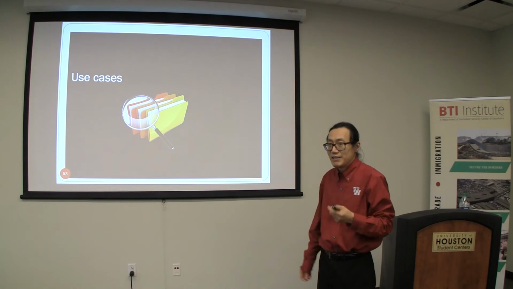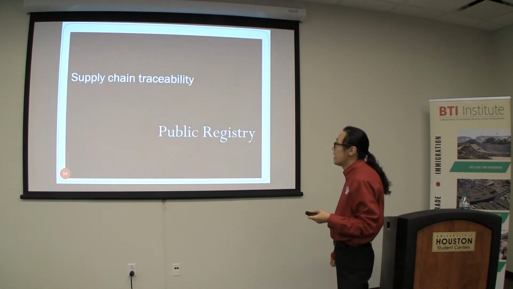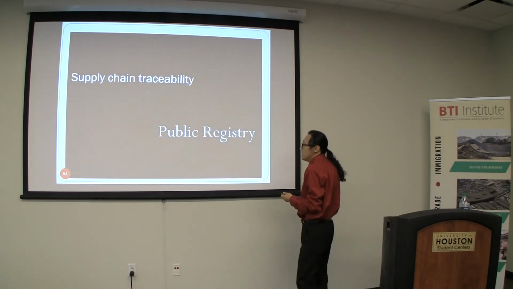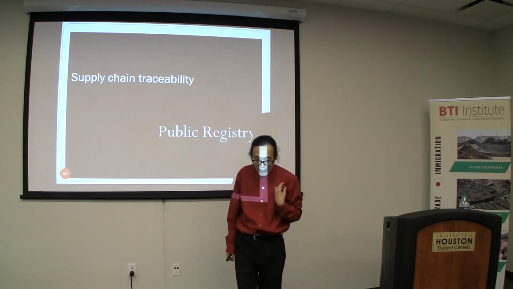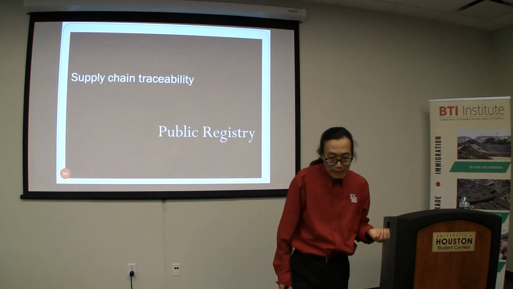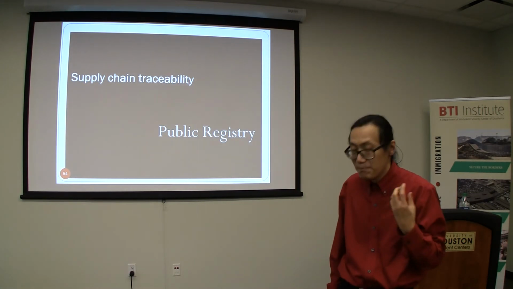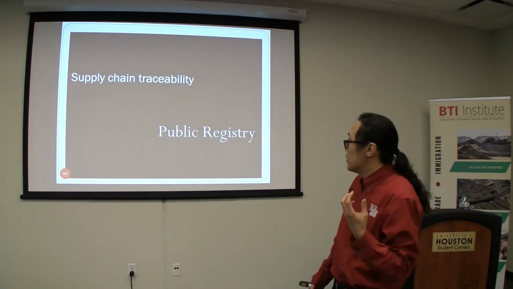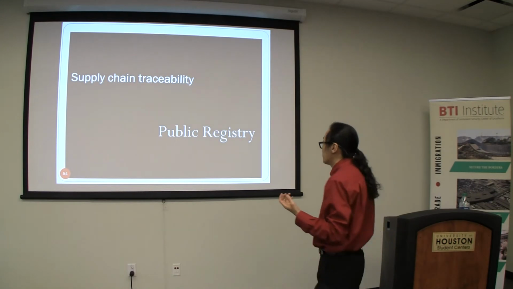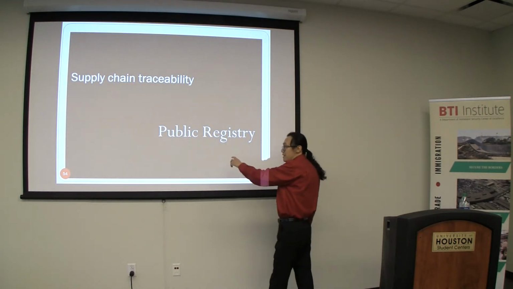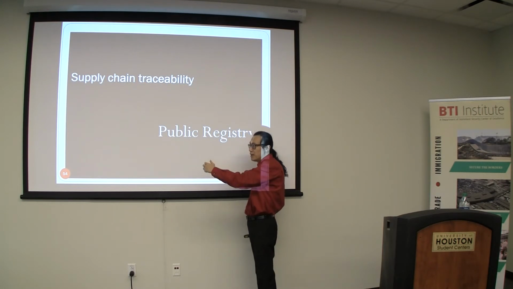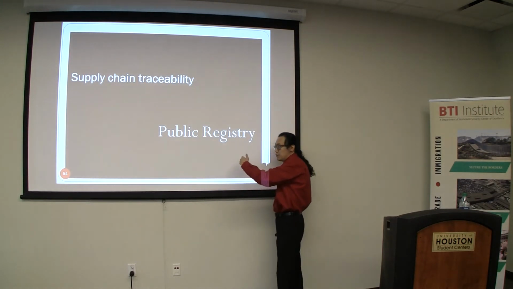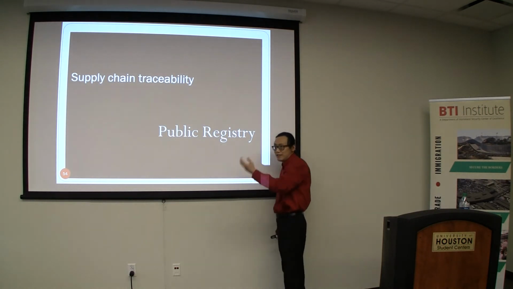So let's look at some use cases, right? One is supply chain traceability. In this case, the application of blockchain is quite straightforward. It's one of the simplest ones, right? Just use blockchain as a public registry. As I said, blockchain is a public digital infrastructure, and you can use it. It's a distributed database. So fundamentally, if you say it's a public registry, that's correct.